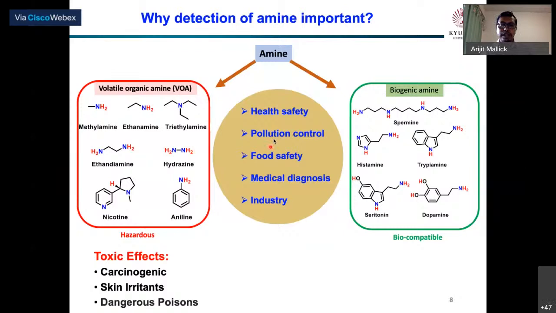So it pollutes the air. And in food safety, medical diagnosis, and chemical industries, amines like aniline are used in the dye industry. So the detection of amine is really important. And here I'll show my work on a fluorescence-based method for detecting amine.